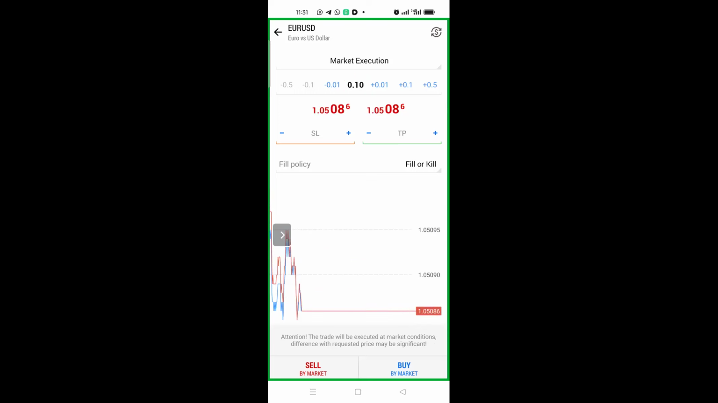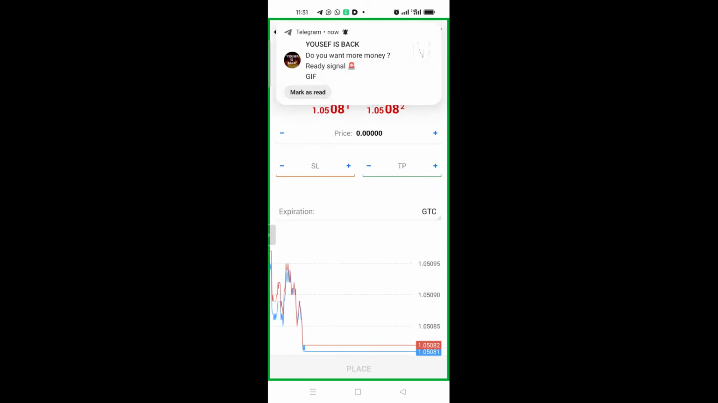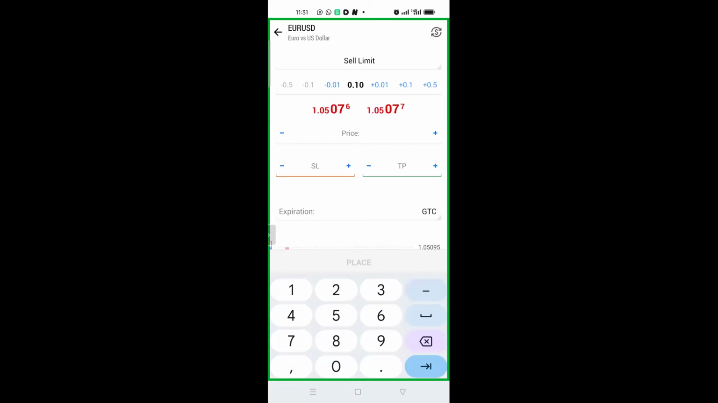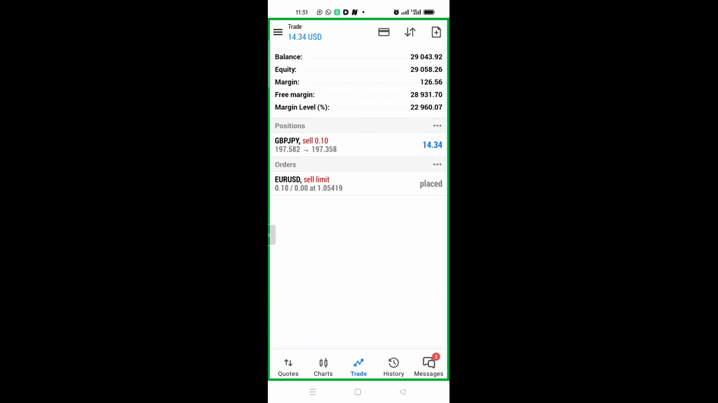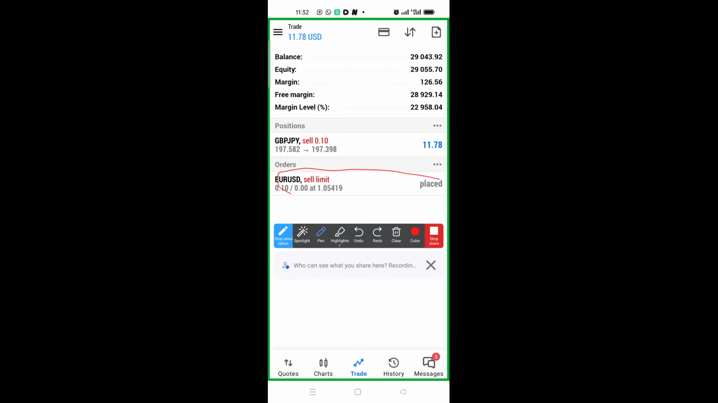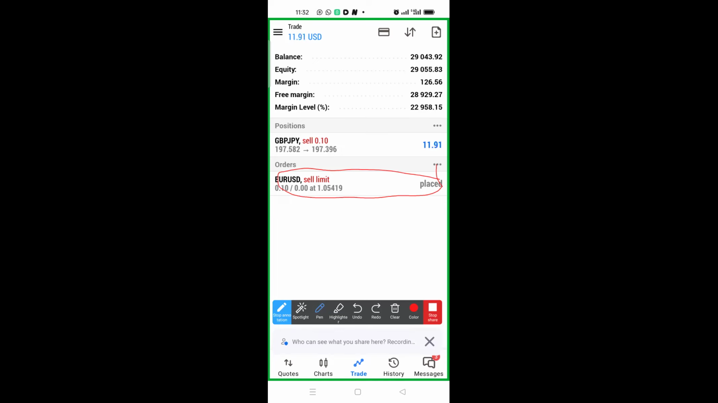So now we are doing sell limits, and our price was 1.05419. Then you place. You can see that the order has been placed here now. This is the order. It's a pending order. It will remain there as an order until it triggers.